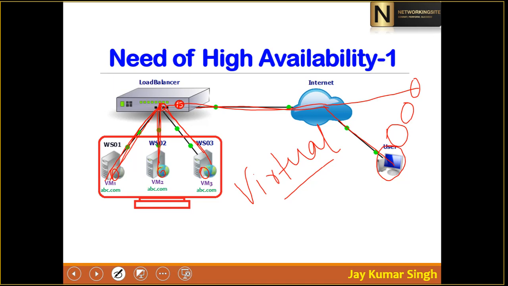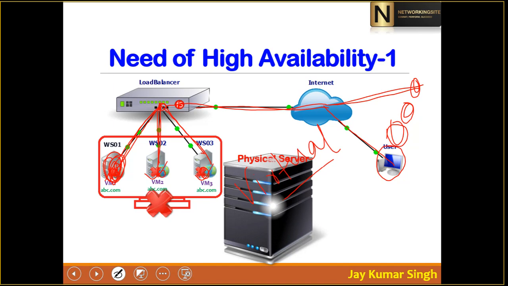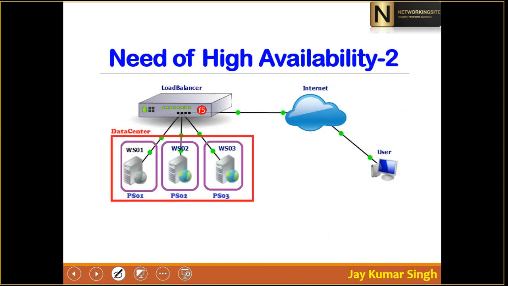Now if VM1 is down, no problem. You have VM2 and VM3, so internet users still have access to those servers. The problem comes if your physical machine goes down. Then your second and third virtual machines will also go down, because the entire virtual machine running inside this physical server goes down.